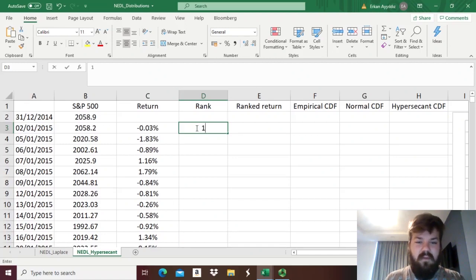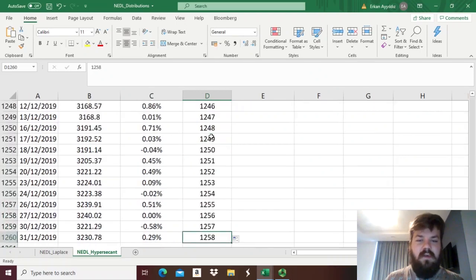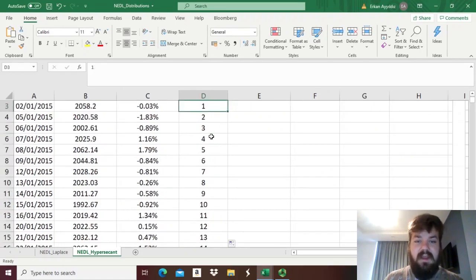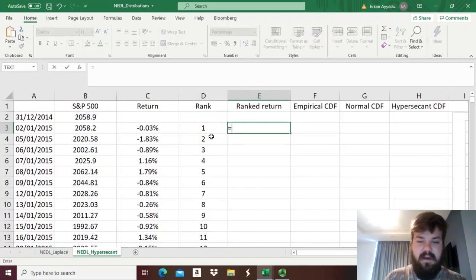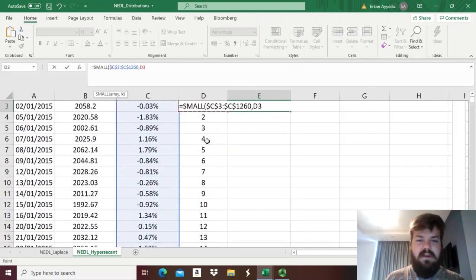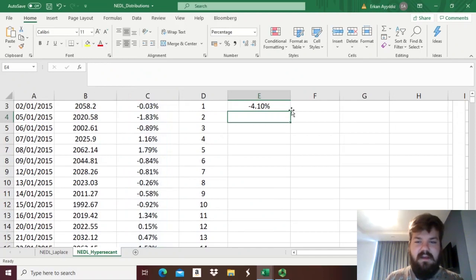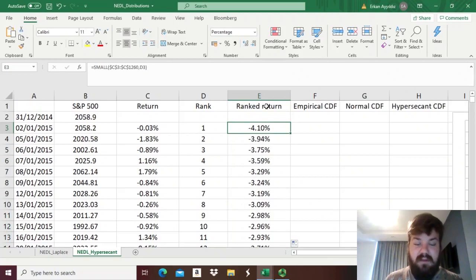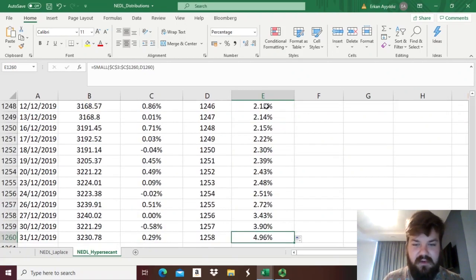We move from 1 all the way down to 1,258, as usual, and then we need to figure out the respective returns. So the first smallest, the second smallest, and so on. The array is the array of returns, naturally. We'll lock that, and we want the first smallest return here, second smallest return here, and so on and so forth. So we basically just rank them from bottom to top, as usual.